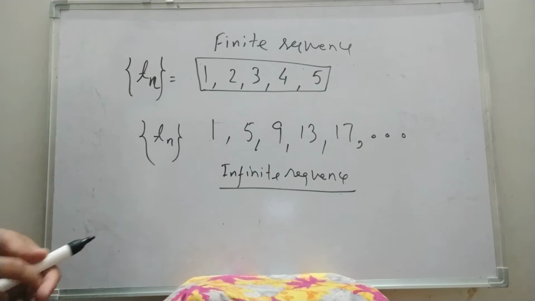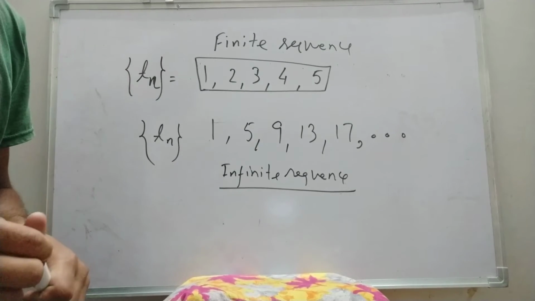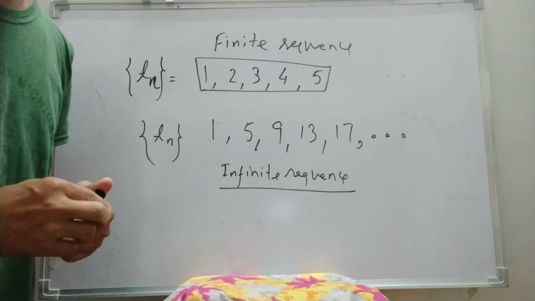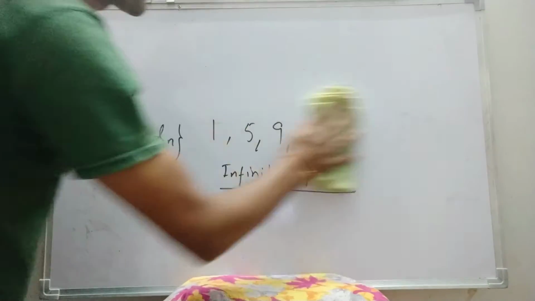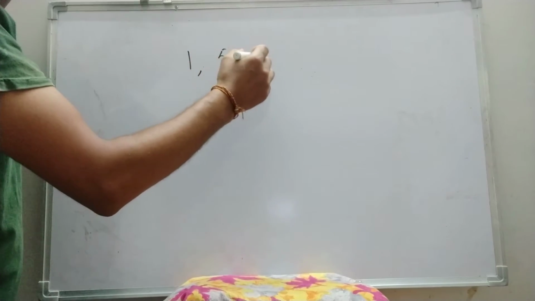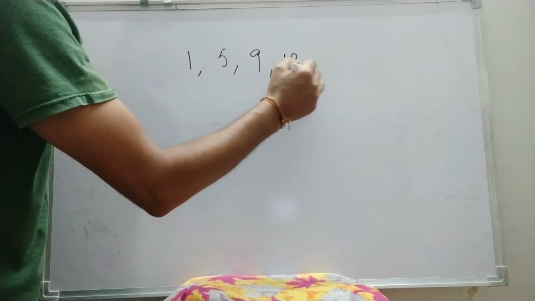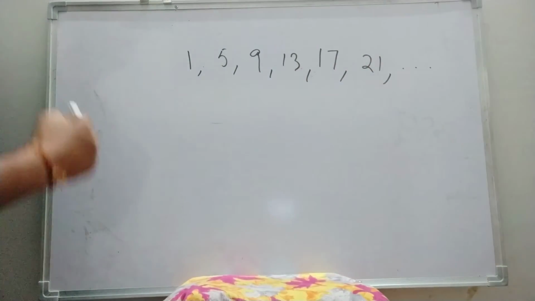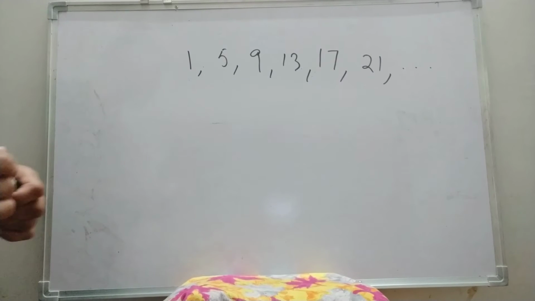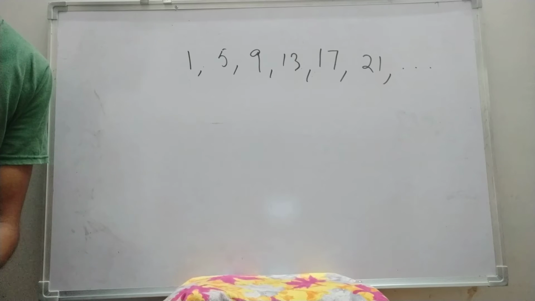Now students, after sequence we will move to the next topic, that is series. So let us come to the particular topic of series. So students, we have already known that 1, 5, then 9, then 13, then 17, then 21 and so on. These numbers are in a particular arrangement and these numbers are known as a sequence.